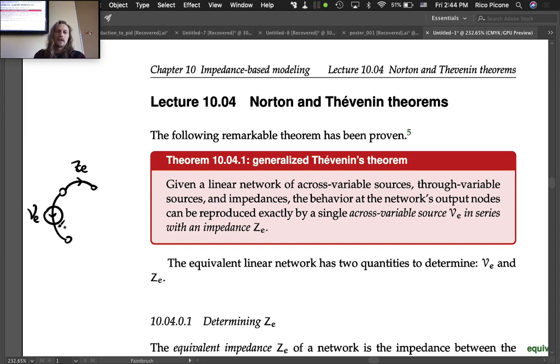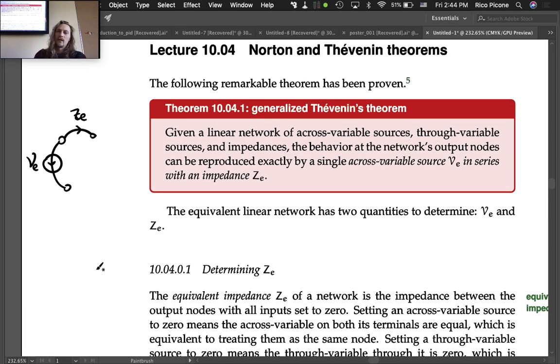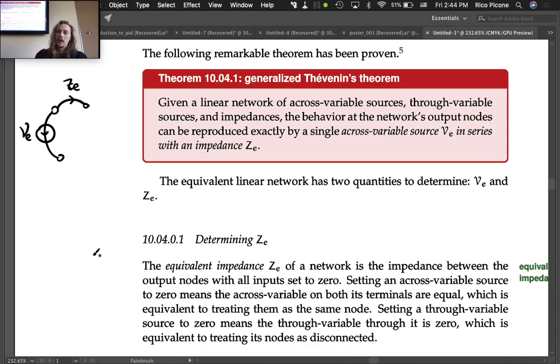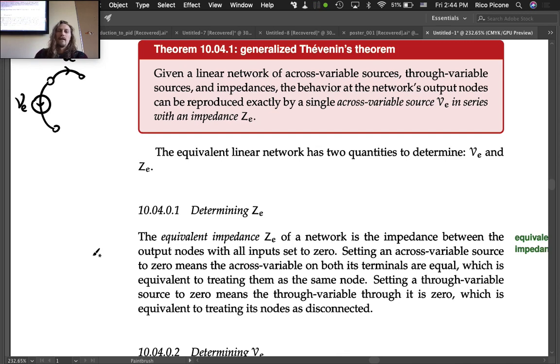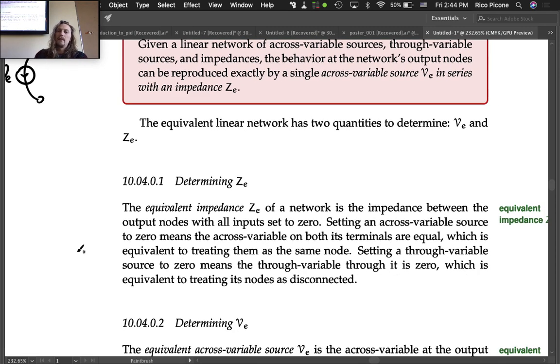So in order to determine this for a given linear network, or in our case, a linear graph, we need to find VE and ZE. Determining ZE is pretty easy. The equivalent impedance, ZE, of a network is the impedance between the output nodes with all the inputs set to 0. Setting an across variable source to 0 means the across variable on both its terminals are equal, which is equivalent to treating them as the same node.